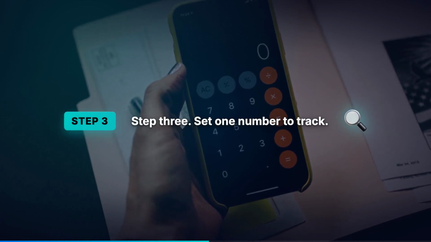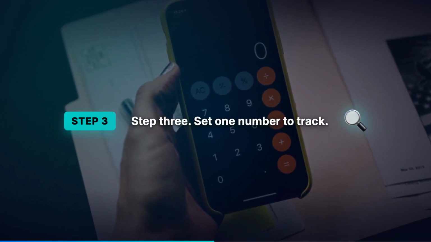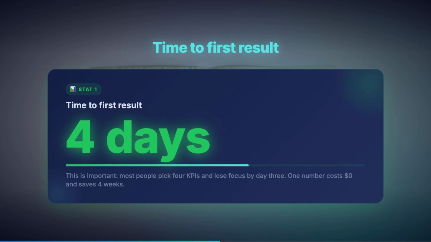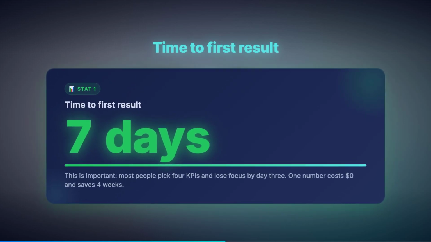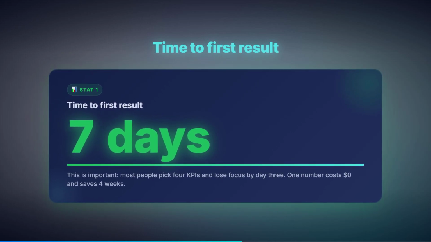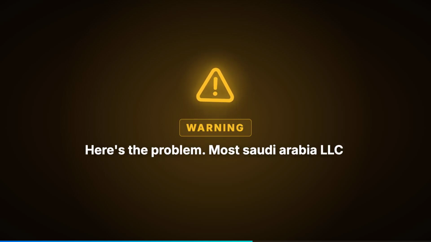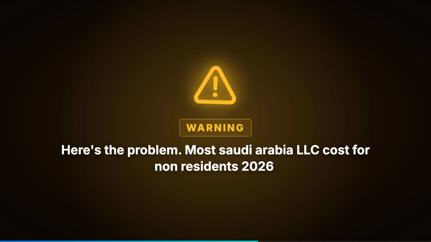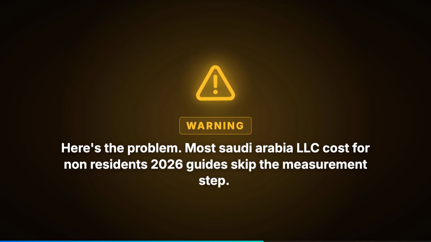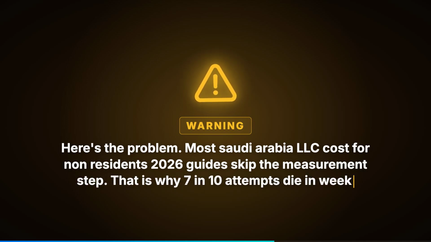Step 3. Set one number to track. This is important. Most people pick 4 KPIs and lose focus by day 3. One number costs $0 and saves 4 weeks. Here's the problem. Most Saudi Arabia LLC cost for non-residents 2026 guides skip the measurement step. That is why 7 in 10 attempts die in week 2.